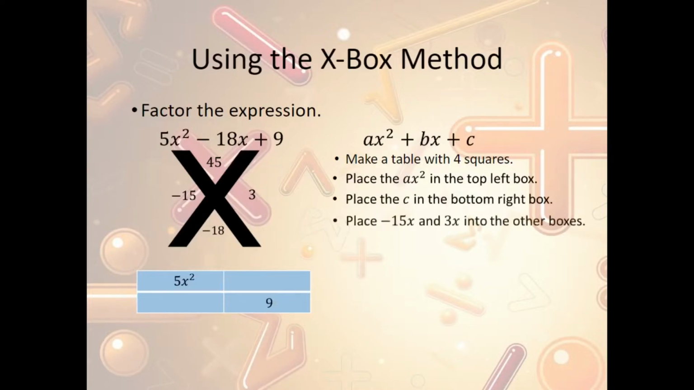Now we're going to place -15x and 3x into each one of the boxes. And it doesn't matter which one you place it in. So we'll put -15x there and 3x here.